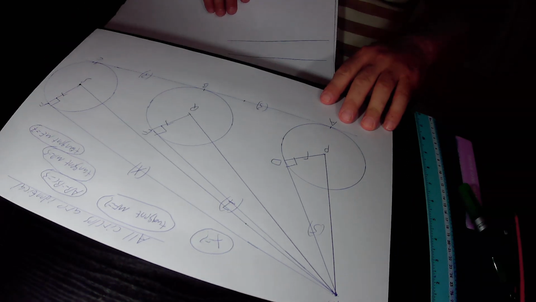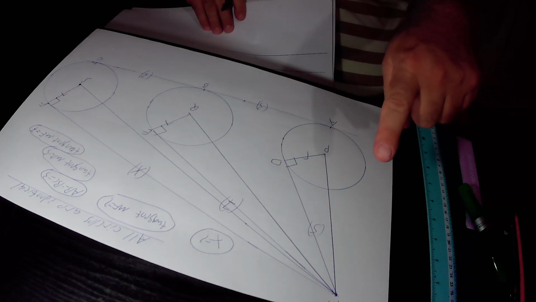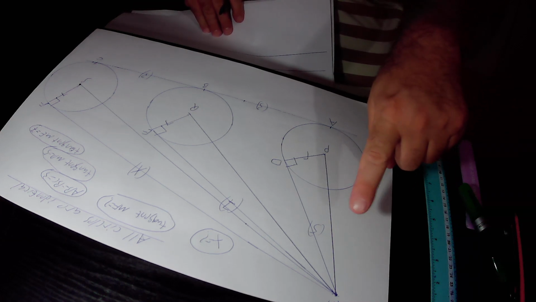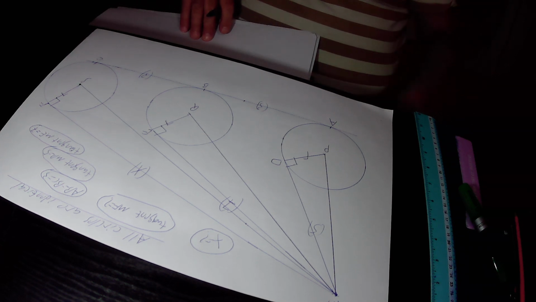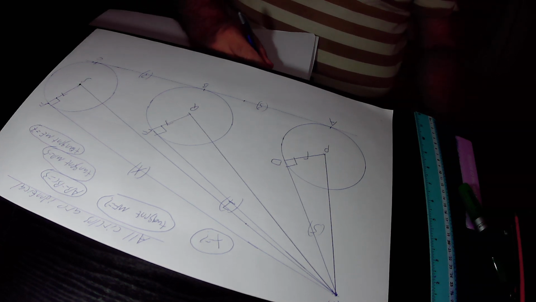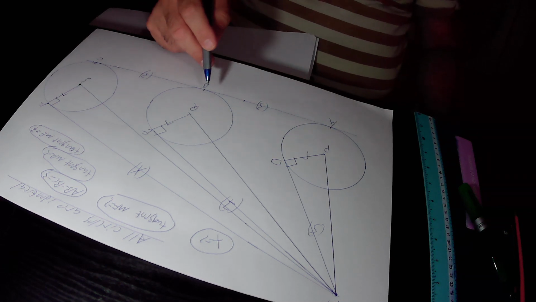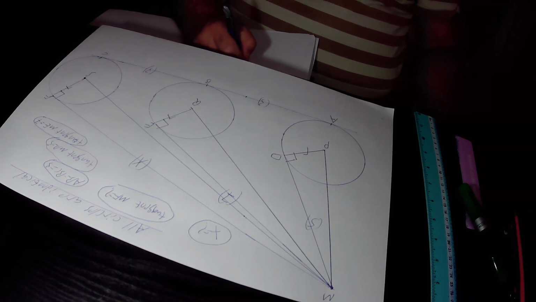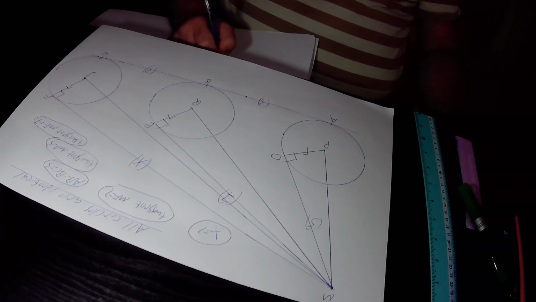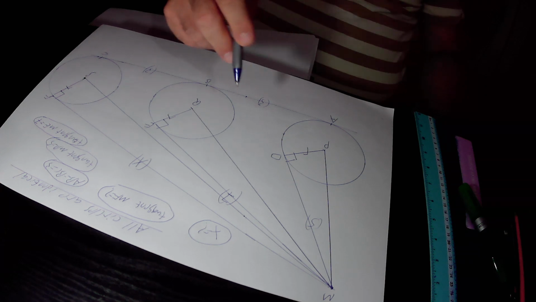Likewise, we implement the Pythagoras theorem on this right middle triangle MQE. This right middle triangle MQE, according to the Pythagoras theorem, MQ square, that is the square of the hypotenuse, equals QE square plus ME square.